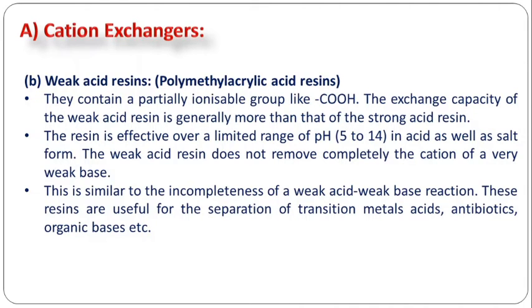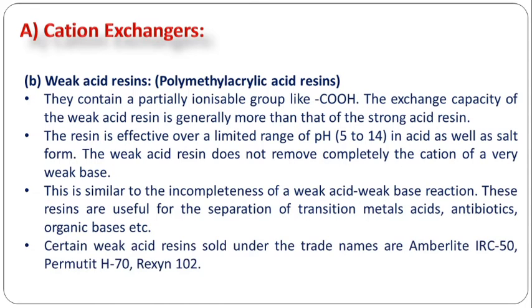So these resins are useful for the separation of transition metals, antibiotics and organic bases. So the use of these cation exchangers is to separate transition metals, antibiotics and organic bases, etc. So these are some commercially available weak acid resins. Certain weak acid resins sold under trade names are like Amberlite IRC50, Permutit H70 and Zeokarb. So these are the trade names of weak acid resins.